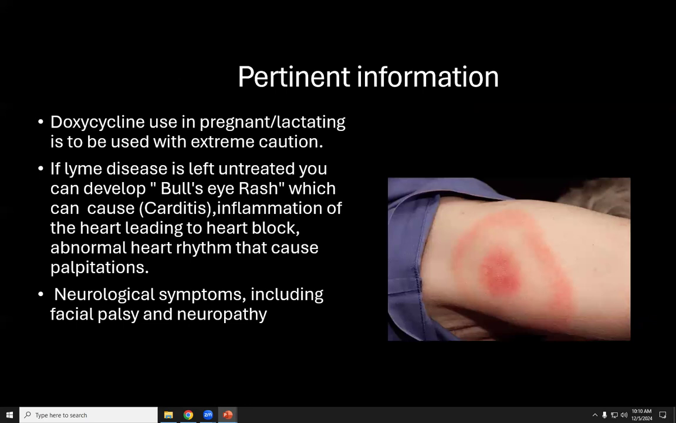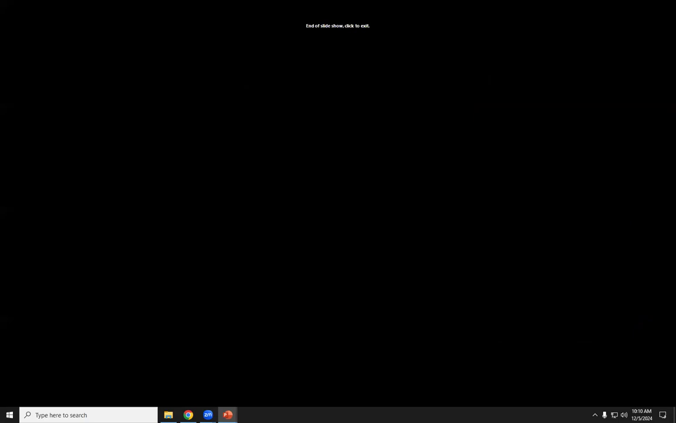This is just some other information. If it's not treated, you can get the bullseye rash, which causes inflammation in the heart, leading to a heart blockage. And that is it.